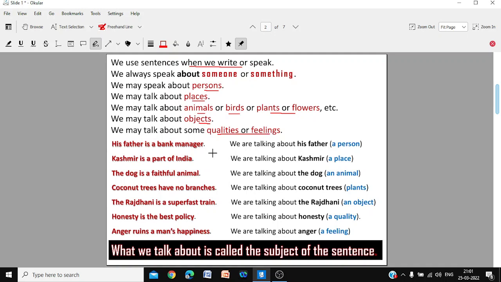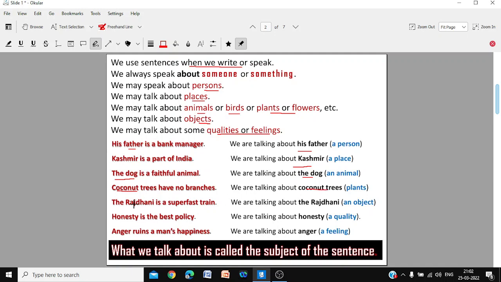Now let us see a few examples. His father is a bank manager. We are talking about his father. Kashmir is a part of India. We are talking about Kashmir. The dog is a faithful animal. We are talking about the dog. Coconut trees have no branches. We are talking about coconut trees.